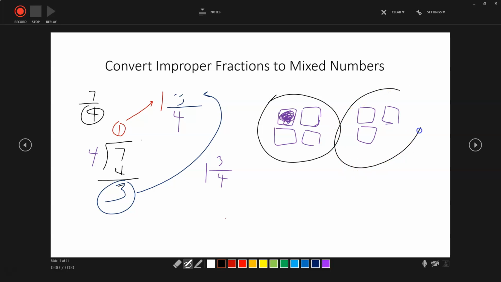So on this side, here's 3. We take the total: 1, 2, 3, 4 fourths, well, 4 quarters. And on this side, 1, 2, 3, we have 3 fourths. So 4 fourths plus this 3 fourths is going to equal 7 fourths. Hopefully that makes sense to you. Let me know if you have any questions.